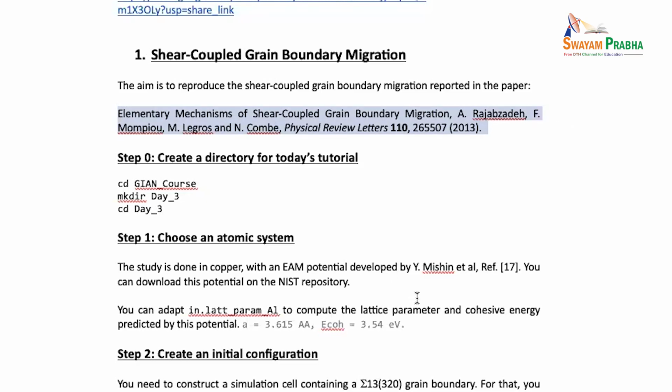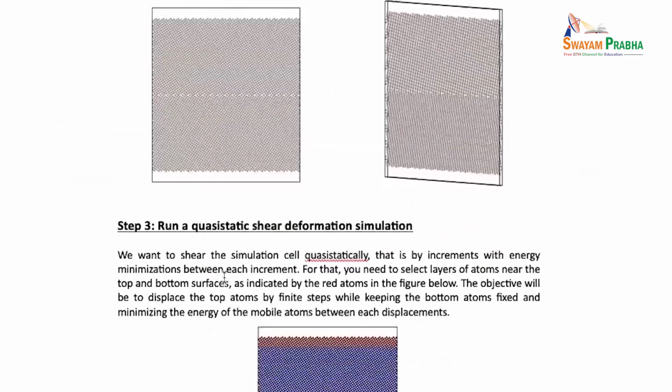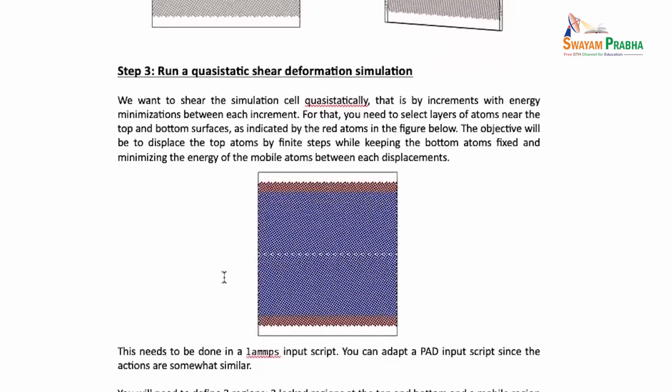This is an interesting exercise because first it shows you how you can use atom scale to create a grain boundary, for those who are interested in grain boundaries, and then you can run a quasi-static simulation where you shear the system and see when and how the grain boundary moves.